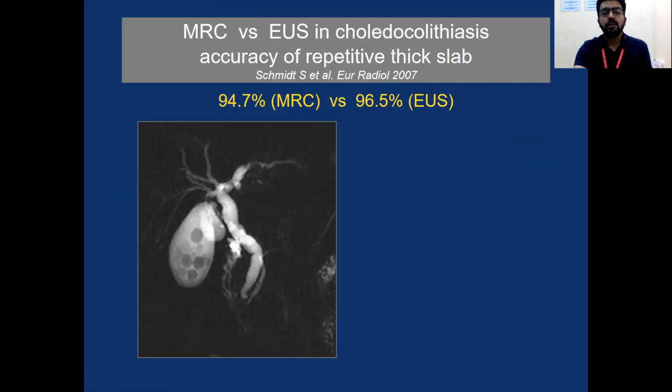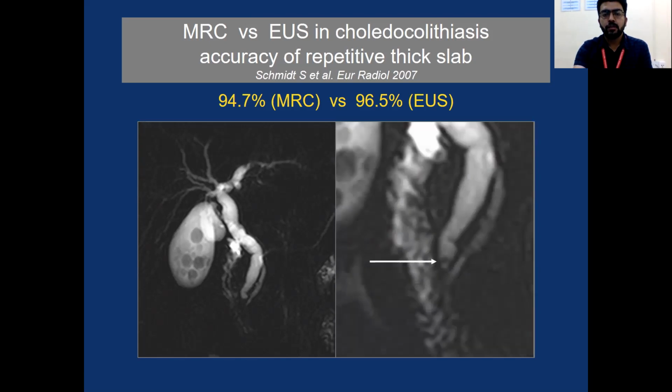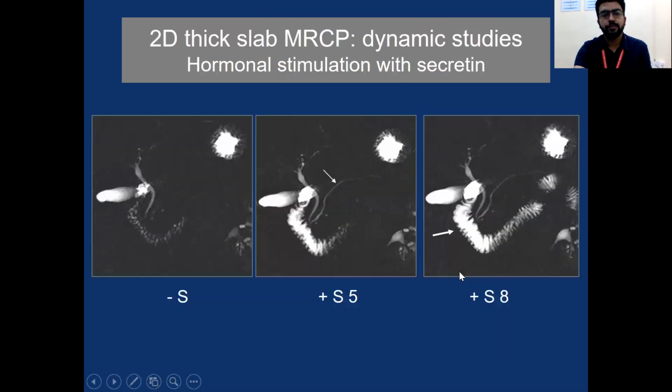So MRC versus endoscopic ultrasound in cholelithiasis, accuracy of repetitive thick slab. 94.7% accuracy was noted in MRC versus 96.5% accuracy noted in endoscopic ultrasonography. These are the MRCP images showing distal CBD calculus that we can appreciate.